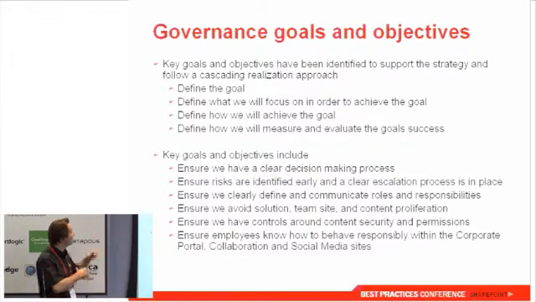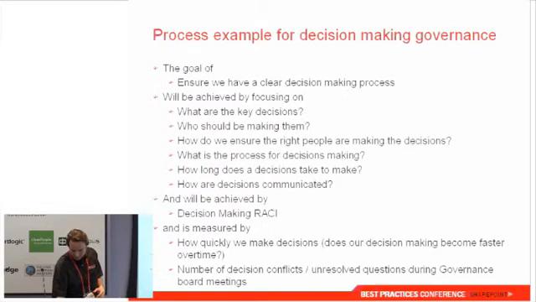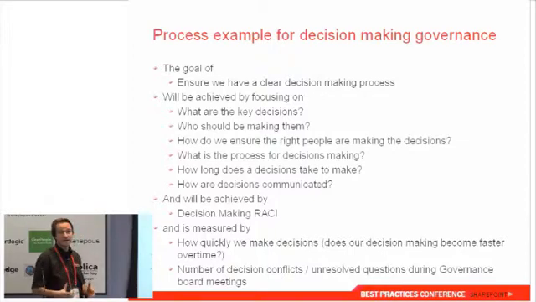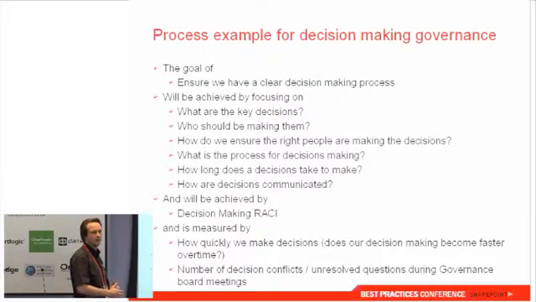So an example there of actually putting that process in place in terms of ensure we have a clear decision-making process is the example here. The goal of ensure we have a clear decision-making process will be achieved by focusing on what are the key decisions, who should be making them, how do we ensure the right people are making the decisions, what is the process for making decisions, how long do decisions take to make, and how are decisions communicated. And we really need to be quite clear, because we're moving from regional to global working. Multiple teams, multiple cultures, different time zones. So this is why we really wanted to put a real structured approach in place.